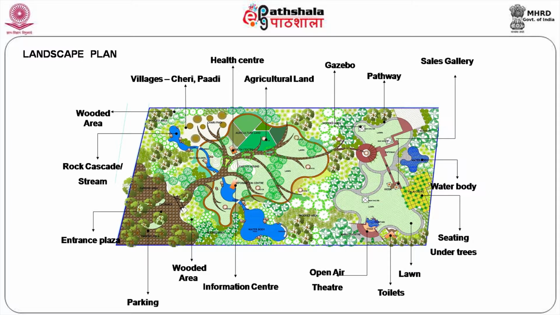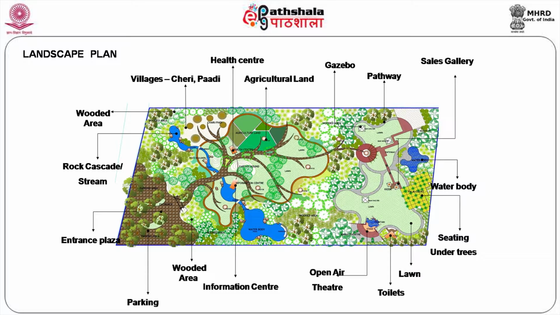You have a health center, agricultural land, then rain shelters, pathways, a sales gallery, then a water body, rain harvesting water bodies, seating under trees. Then you have a large expansive lawn area for recreation and party purposes, and you have toilets, and you have an open air auditorium for cultural activity.